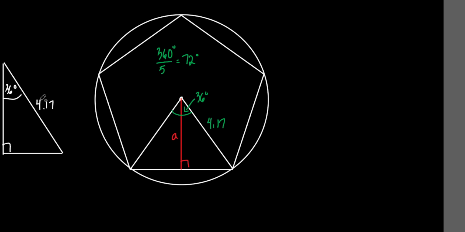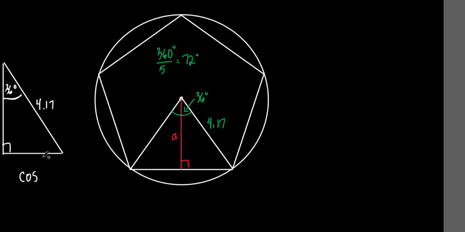All right, 4.17, that's my hypotenuse. What's the A to that 36 degrees? Is it opposite or is it adjacent? It's adjacent. It's next to it. This one's opposite. I'm looking for this, that's what I'm trying to find. So I got adjacent and hypotenuse. Which trig function do we use with adjacent and hypotenuse? Cosine. The cosine. Very good.